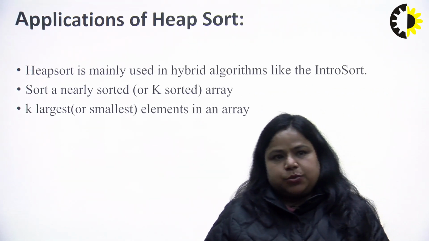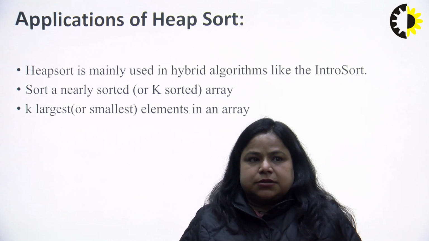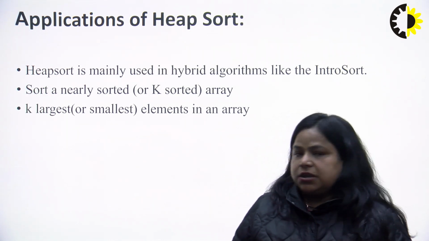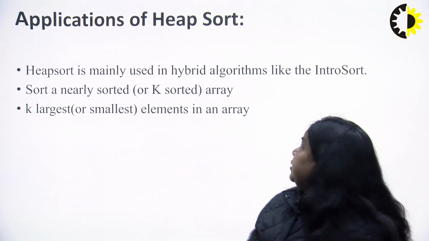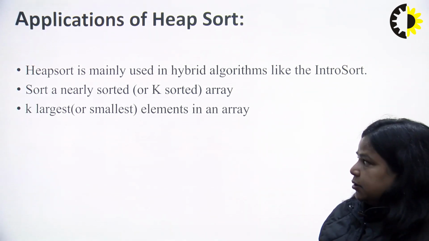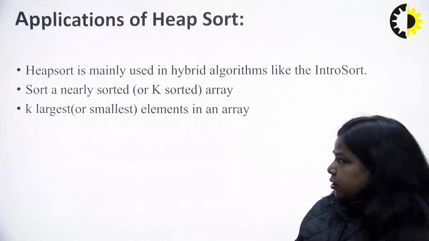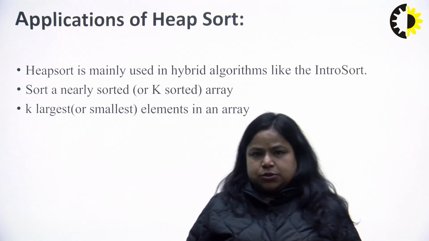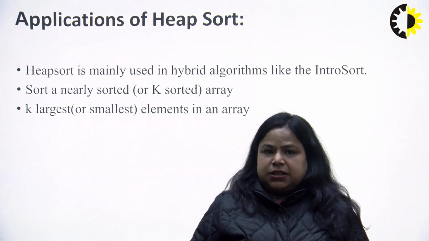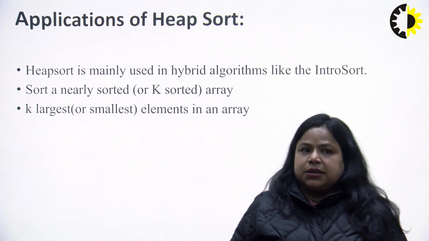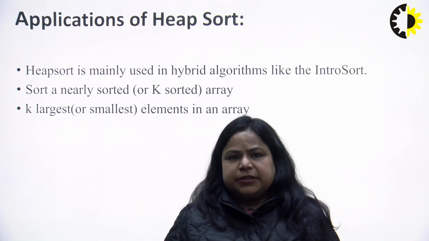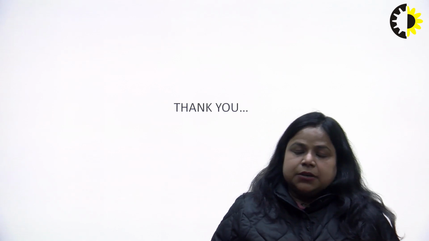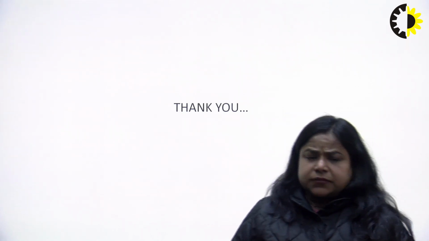Now in the last we are going to talk about the applications. Heap sort is basically used in the hybrid algorithms, like we are talking about the intro sort, in which we have to sort the algorithms by using the nearly sorted algorithm like k sorted arrays, in which either we have to generate the data in the largest or the smallest elements in the array. So this is all about the heap sort algorithm.